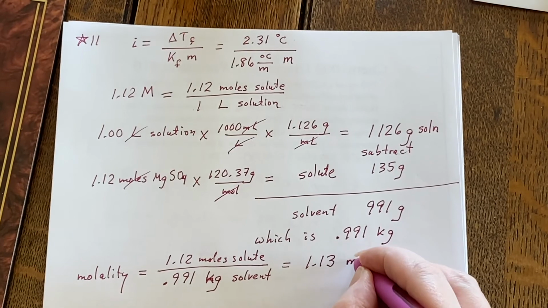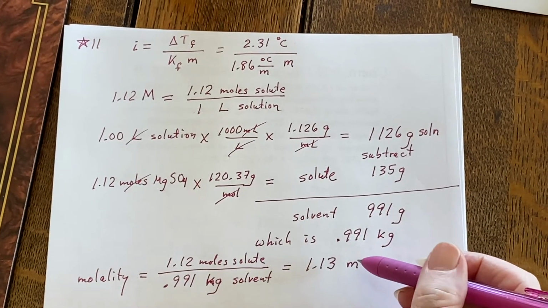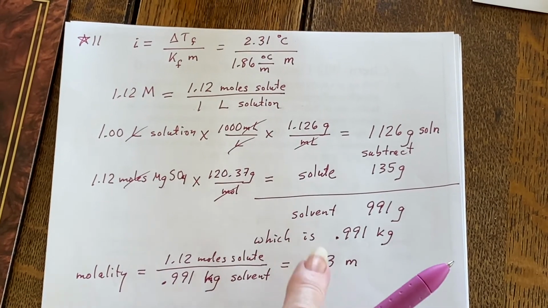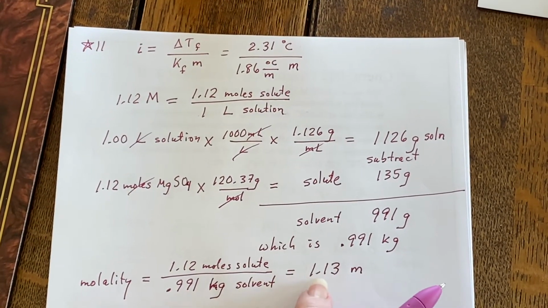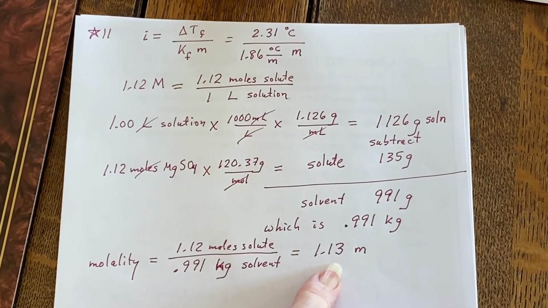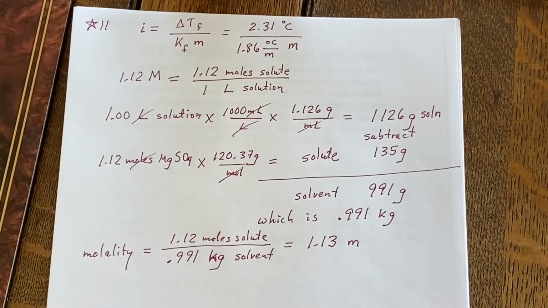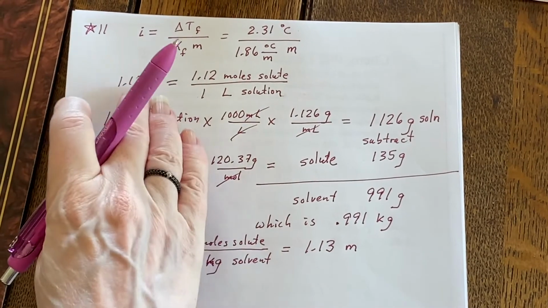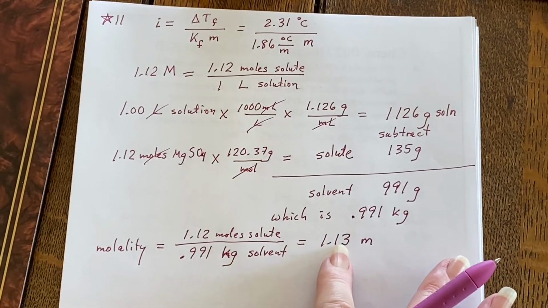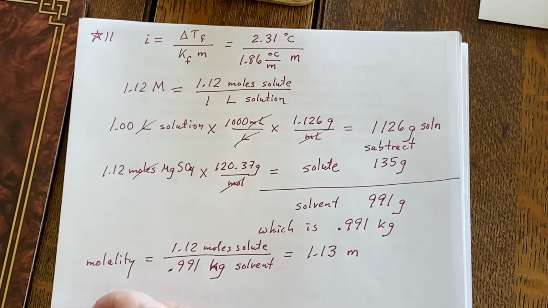And when I run that through my calculator, I find out that I get 1.13 molality. You will find that if you are doing aqueous solutions where water is your solvent, the numbers for molarity and molality are not much different. But if you are working with other solvents, there will be a big difference between molarities and molalities. This one, it just was in the last sig fig. Okay, so let's finish the problem.